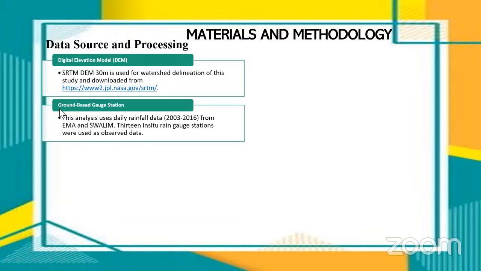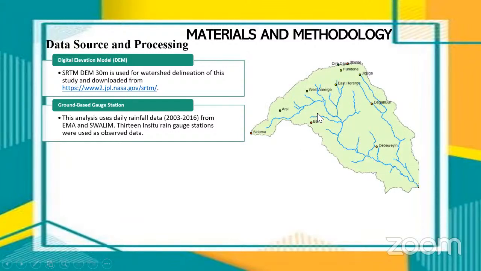The other data that we used for the study was ground-based gauge stations. Specific periods of rainfall data and discharge data from 2003 to 2016 were collected from Ethiopia and also Somalia, because the river crosses two countries. Then 13 rain gauge stations were used to observe the data. We can see that 13 rain gauges are in Ethiopia, which is a country in Africa, and another one is in the other country.